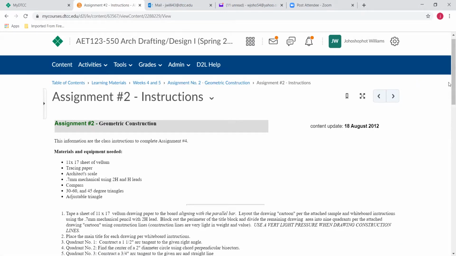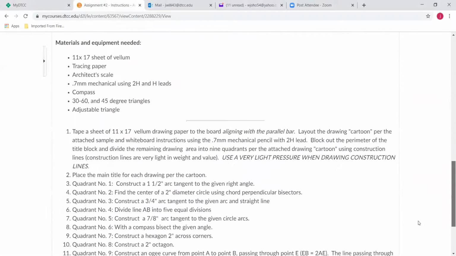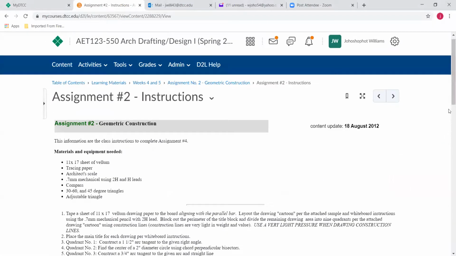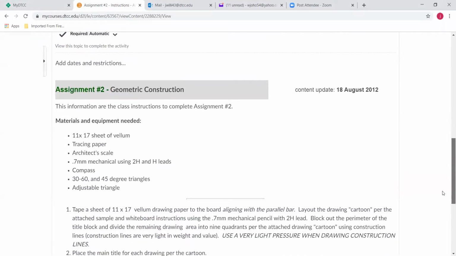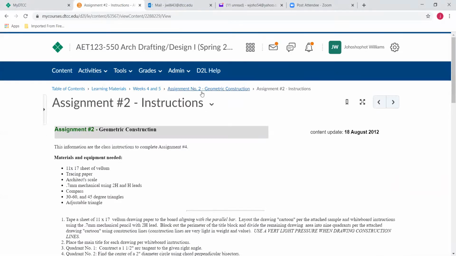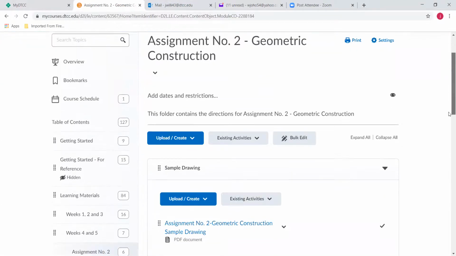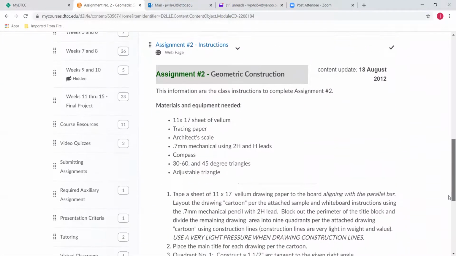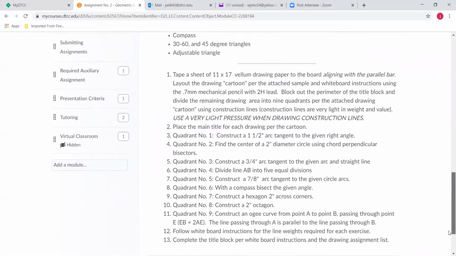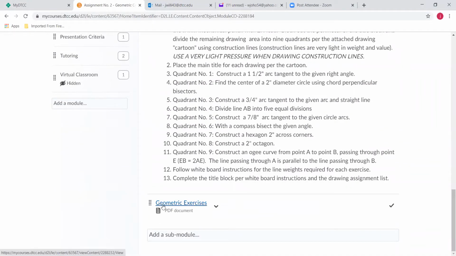Let's go back. Let me see. Okay, let's go back to assignment number 2 right here, geometric construction, in D12 right here. Let's scroll down. Let's open up this geometric exercises PDF right here.